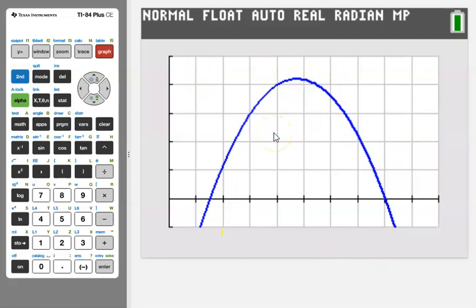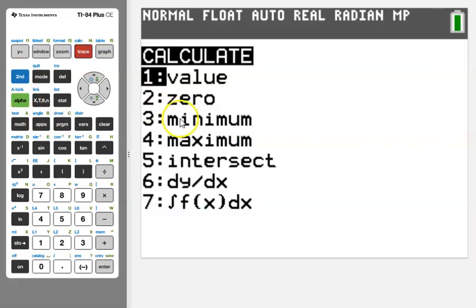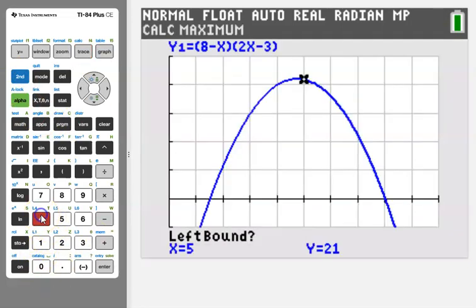Now we're to determine the maximum value in this graph. So if you've not done the Analyze Functions workshop, this is where we learned this. We're going to type second trace, and then maximum is a 4. Place your cursor to the left of the maximum.